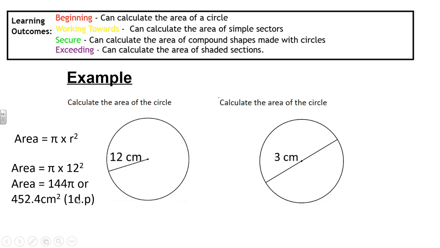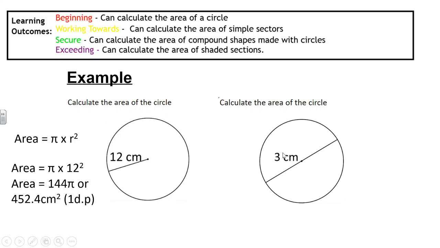Sometimes if it comes up on a non-calculator paper, you would leave it in terms of pi and leave it as 144 pi. However, if you're asked to do it to a decimal place, then you would either just press S to D on a scientific calculator, or you may already have a calculator that gives you the answer, 452.4 centimetres squared.